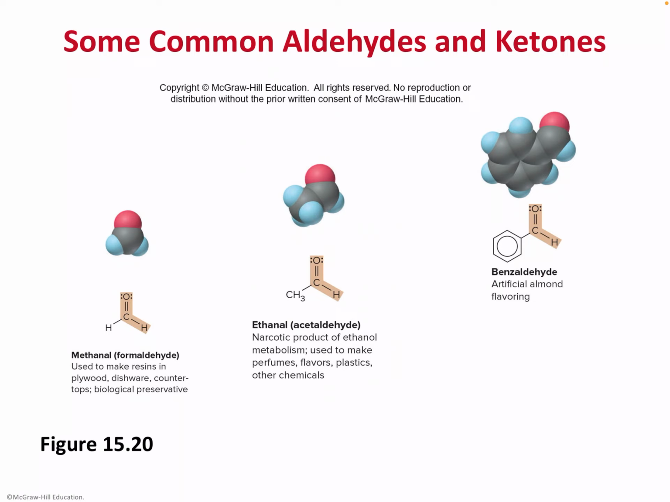These are some common aldehydes and ketones. Methanal, or formaldehyde, is used to make resins in plywood, dishware, and countertops, and is a biological preservative. And ethanal, or acetaldehyde, is a narcotic product of ethanol metabolism, used to make perfumes, flavors, plastics, and other chemicals. And this is benzaldehyde, an artificial almond flavoring.